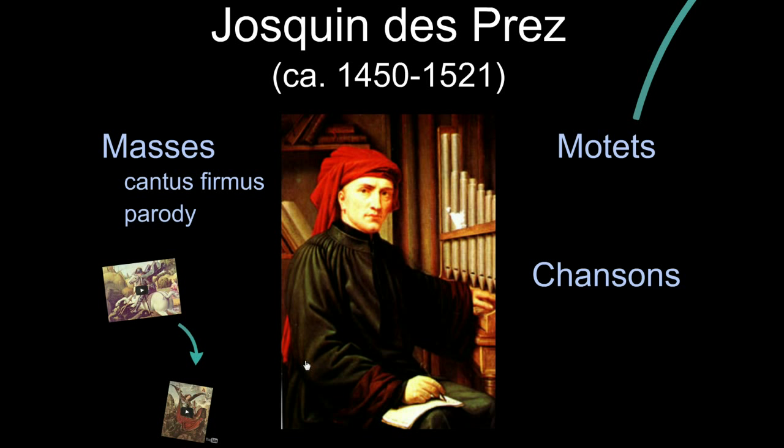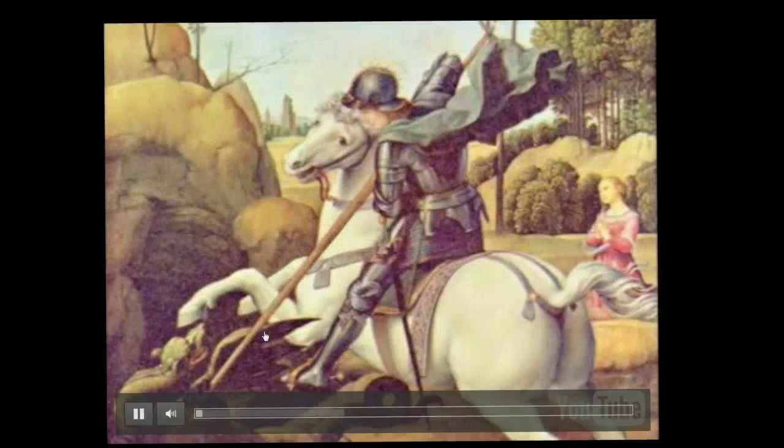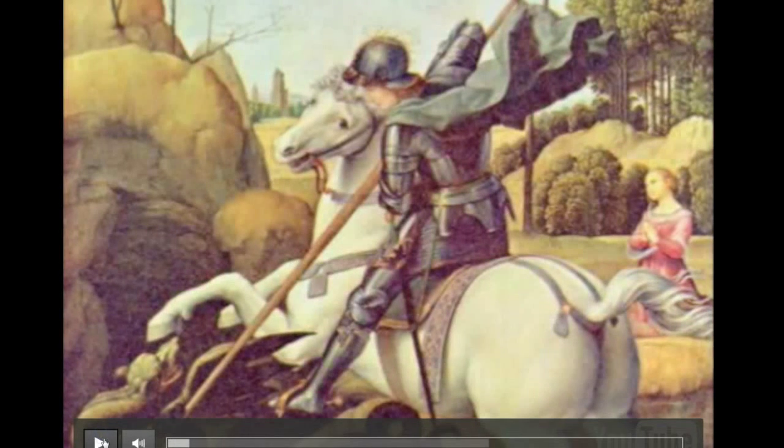We're going to listen to a little bit of a cantus firmus mass that he wrote. This is a song called L'Homme Armé, which is the man at arms, which was stupendously famous and well used at this point. Something like 40 different masses were written using this cantus firmus.